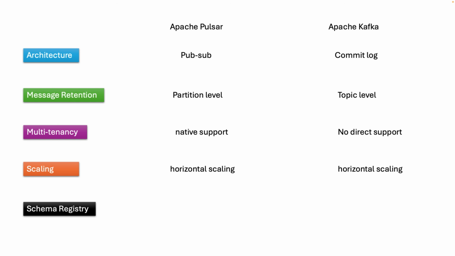Like schema registry. Kafka does not have direct support for schema registry, where you need to rely on some third party like Avro schema, but Apache Pulsar supports the schema registry so that you can easily identify the evolution of schema. So these are the key differences between Apache Pulsar and Apache Kafka.